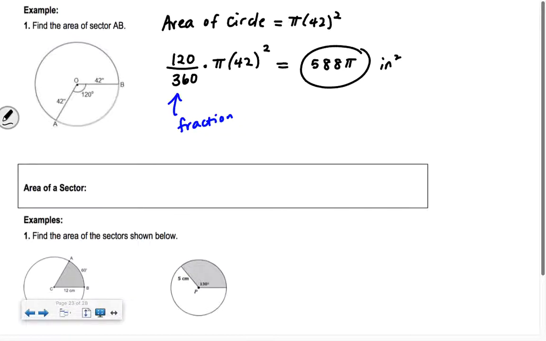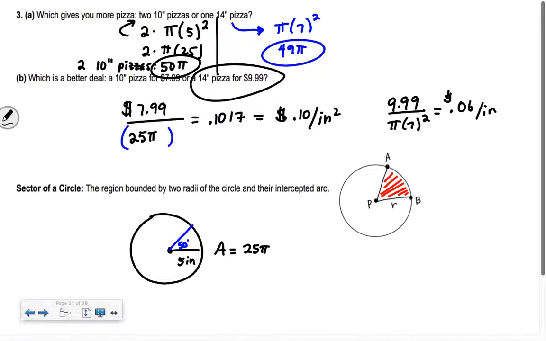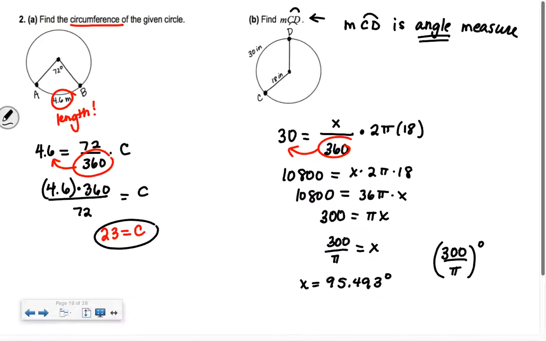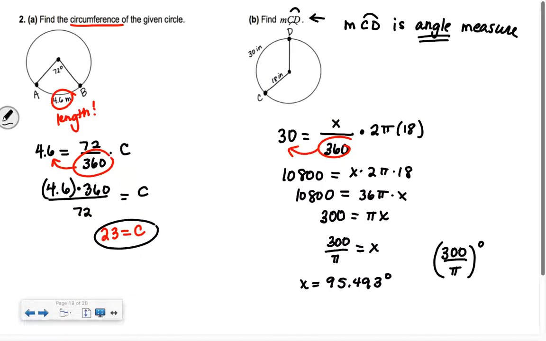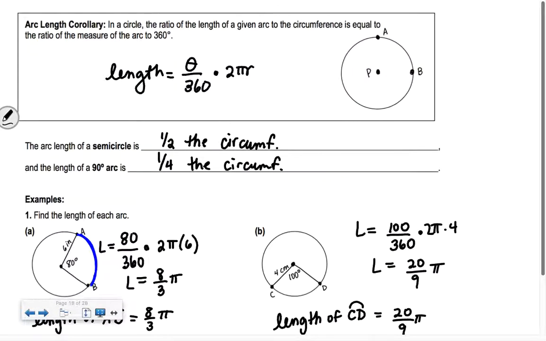So the area of our sector is our angle, so I write theta over 360 multiplied by the area, which is pi r squared. I don't know if I actually wrote the area in the last section, so let me go back to the last section. The arc length corollary is that our length ends up being theta over 360 times 2 pi r. So instead of using that ratio type thing, we can use that. So I need to go back.